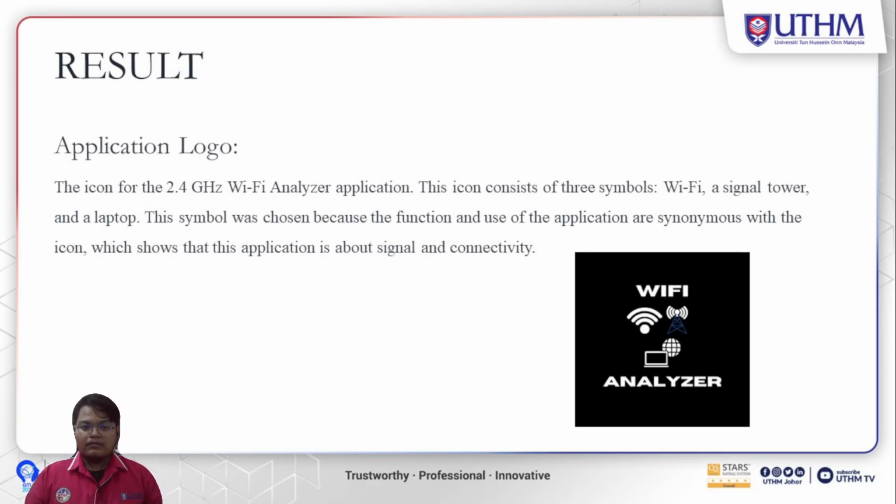Next is the result. The picture shows the application logo for 2.4 GHz Wi-Fi analyzer. This icon consists of 3 symbols: Wi-Fi, a signal tower, and a laptop. This symbol was chosen because the function and use of the application are synonymous with the icon, which shows that this application is about signal and connectivity.